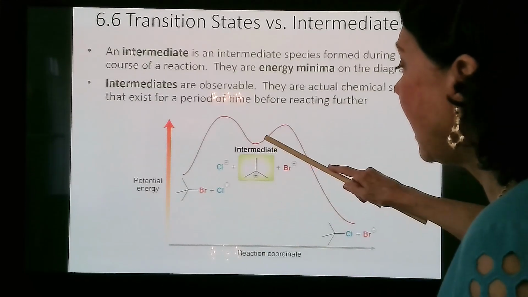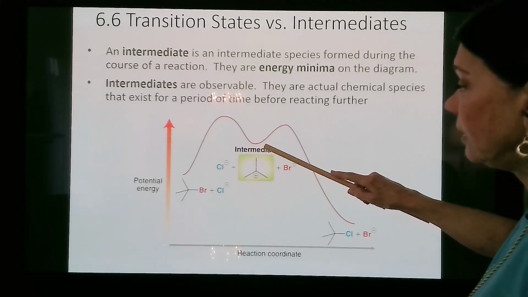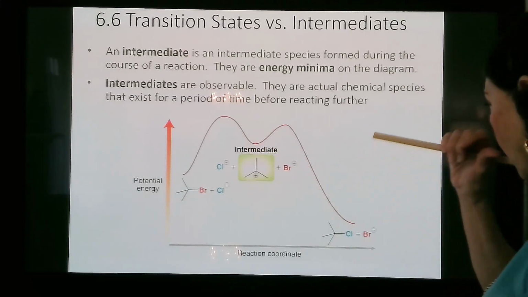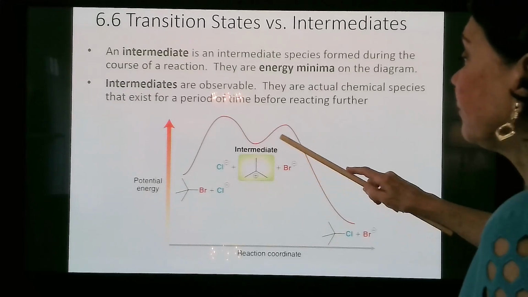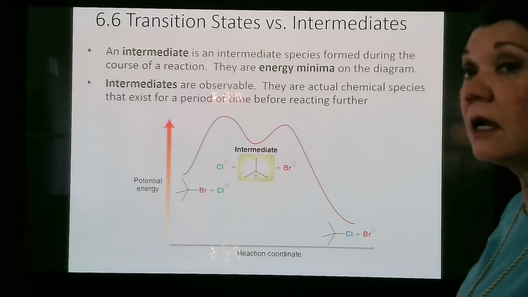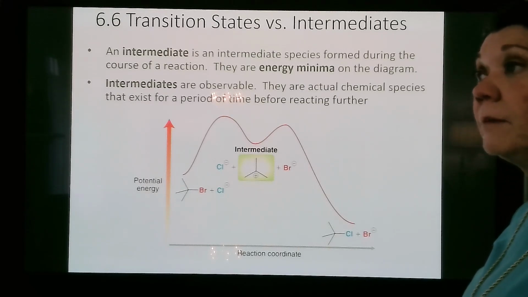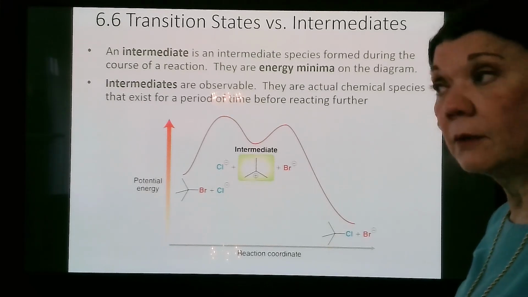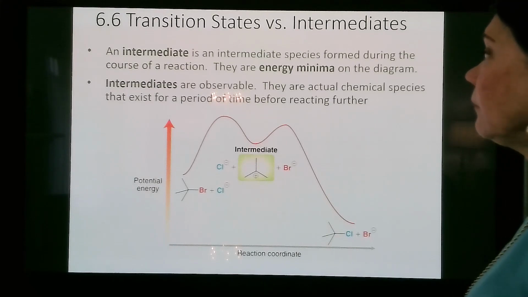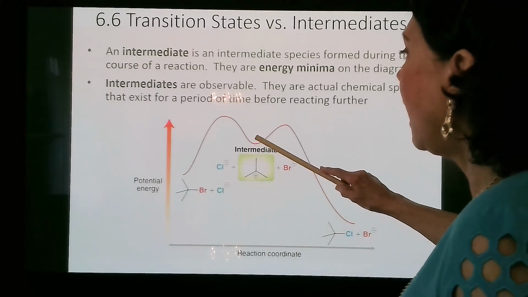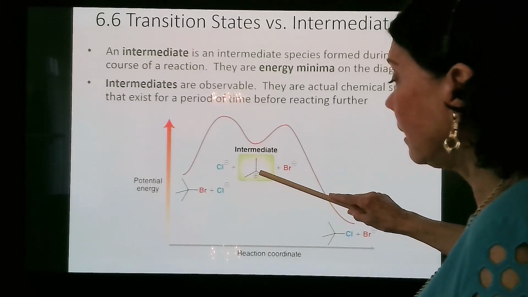An intermediate, however, will exist. It can exist for seconds or even longer. They can exist long enough, in some cases, to be observed by different instruments. So this would be a high-energy intermediate, this particular one.